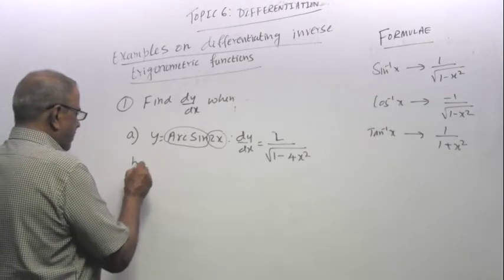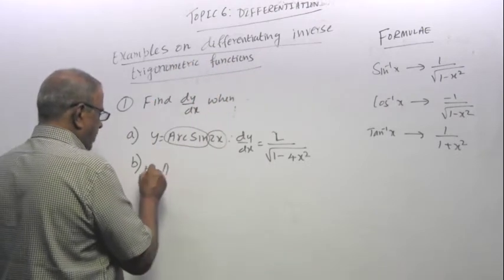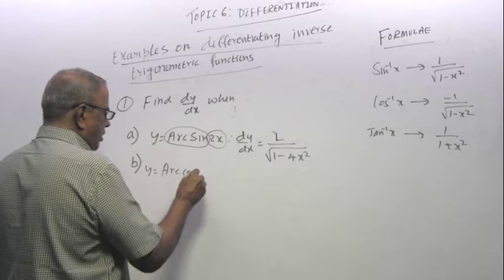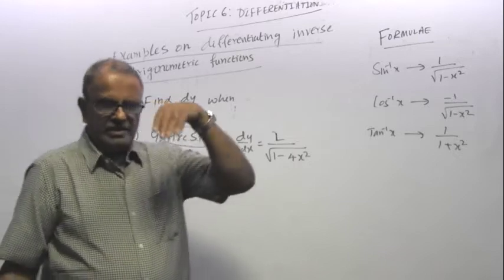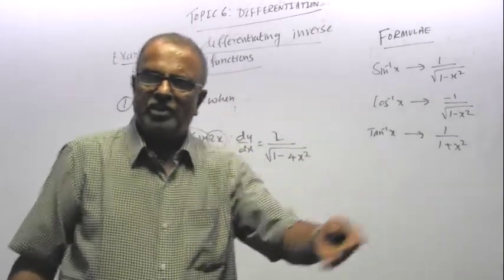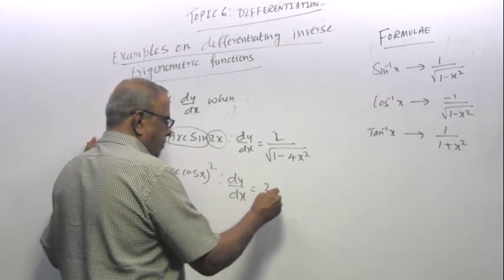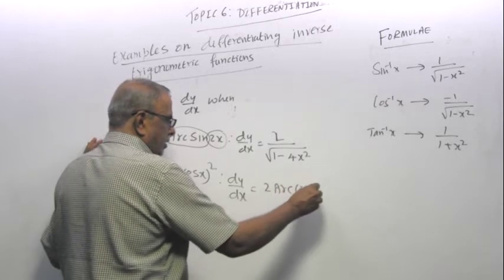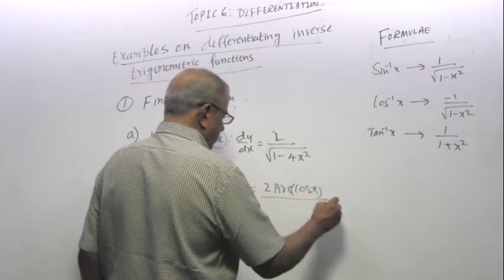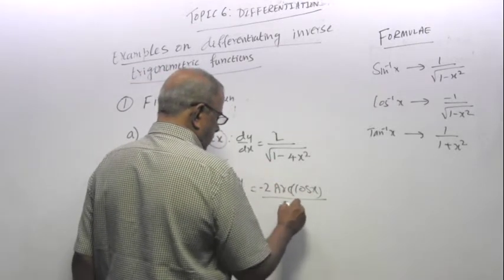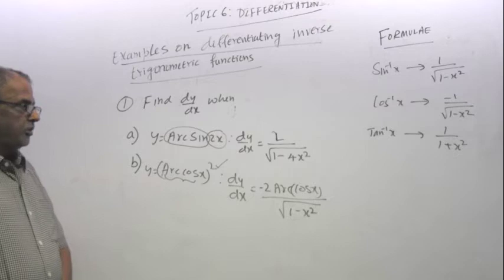Let's look at part B. Arc cos x the whole square, y equal to arc cos x the whole square. How many functions are there? There is a square and an arc cos x. So differentiate. Any square gives you two times the same thing. That takes care of the square. Arc cos x gives you minus 1 over root of 1 minus x squared. So it's minus 2 arc cos x over root 1 minus x squared.